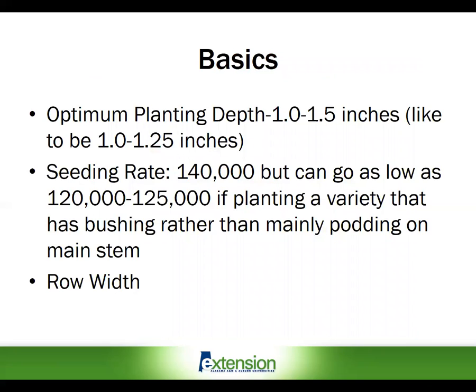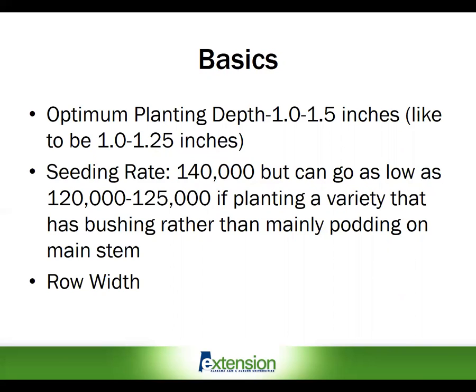Now I'm going to get to some basics, and that's the optimum plant depth. I like to see it between 1 inch and 1.25 inches. I know that some people, when they plant later, a lot of times are chasing moisture, and they'll plant deeper than 1.5 inches, 2 inches deep. A lot of times they won't get the stand. Soybean doesn't have the pushing power to plant much deeper than 1.5 inches and get satisfactory stands.